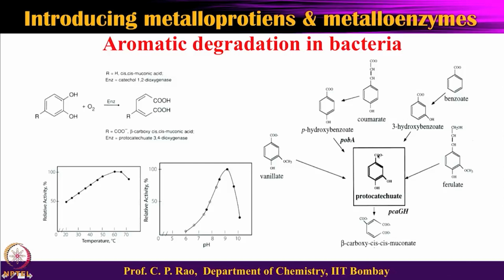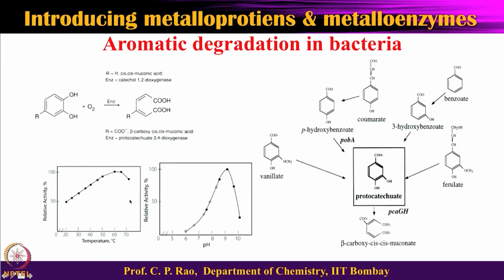which is called the protocatechuate, and this upon hydrolysis or breakage or addition of the O2, both the oxygens, it will break the double bond and give cis-muconic acid. Now, these enzymes are found in a lot of bacteria, and these enzymes are very robust.